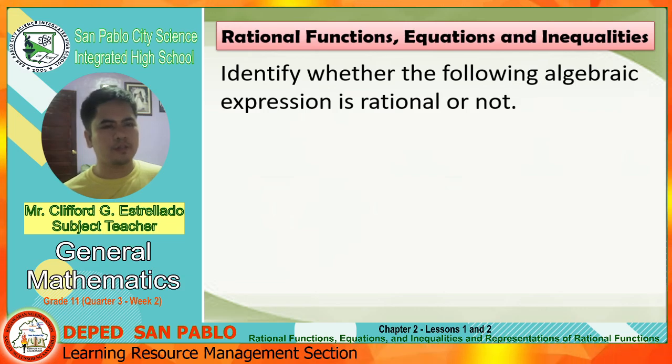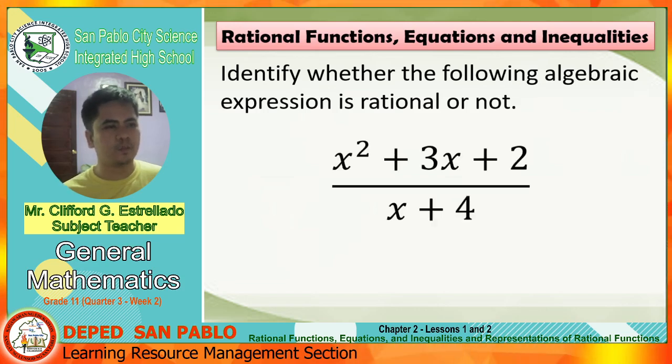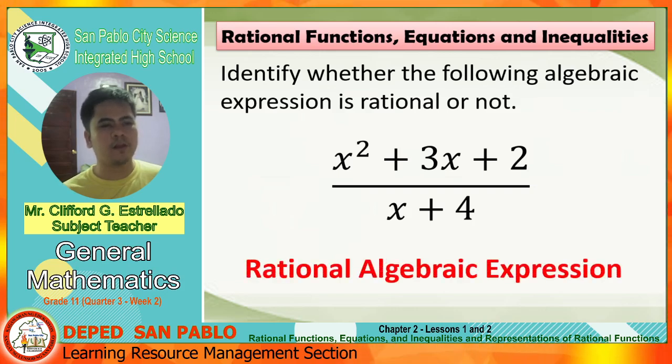So let us recall, if you can remember what you have discussed when you were in junior high school about polynomials. So we have x squared plus 3x plus 2 over x plus 4. Is it a rational expression or not? So I'll give you 3 seconds to think. Okay, let us check your answer. It is a rational algebraic expression. So the numerator is a second degree polynomial and the denominator is a first degree polynomial. Next.